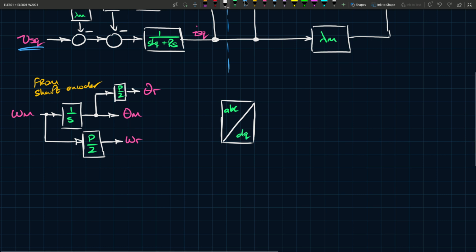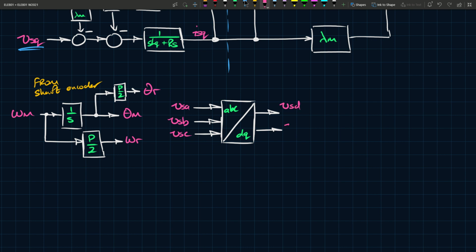And so you'll have an output, two vectors or two quantities coming out. You'll have three quantities going in. The quantities going in are Vsa, Vsb, and Vsc. And the quantities coming out are obviously Vsd and Vsq.